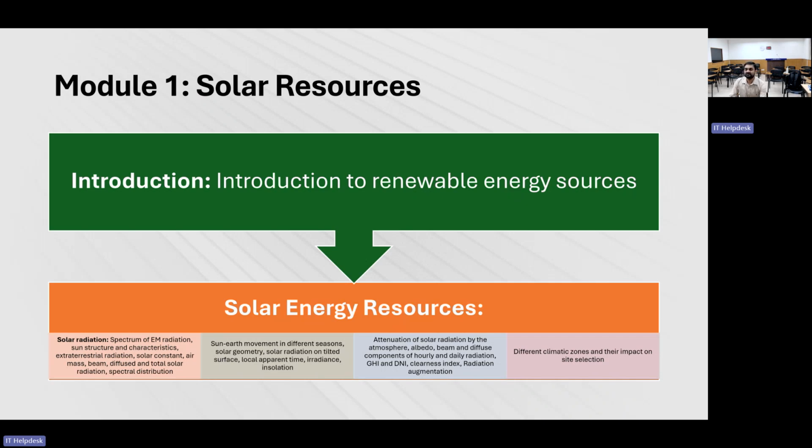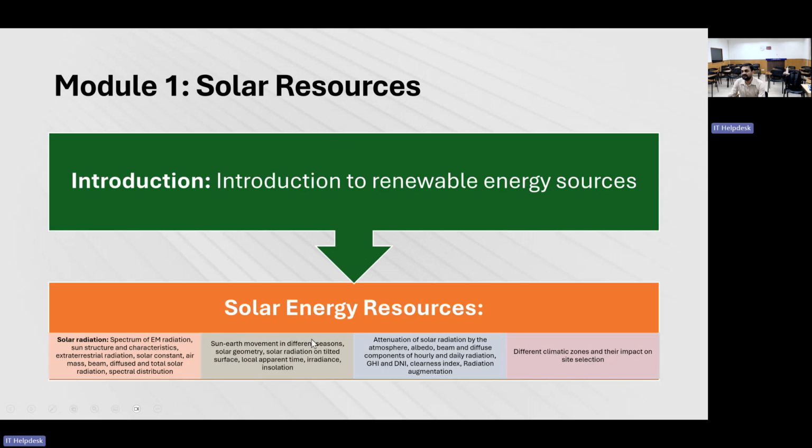The first topic is the introduction to the renewable energy sources. In this we will discuss the available renewable energy resources with a perspective of solar energy. Before that, we will do a brief introduction of solar radiation, like spectrum of electromagnetic radiation, sun structure and characteristics, extraterrestrial radiation, solar constant, air mass, beam, diffused, and total solar radiation, spectral distribution. That means all the aspects of solar energy will be considered in this module.